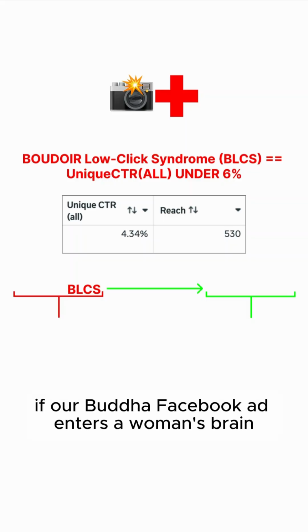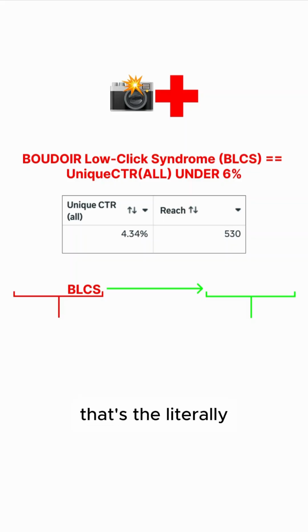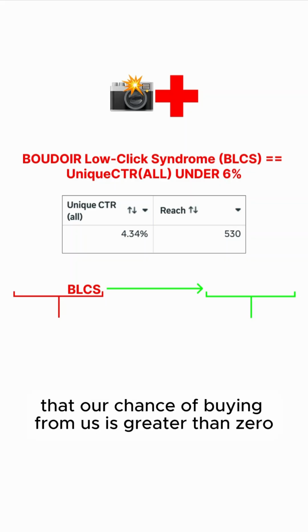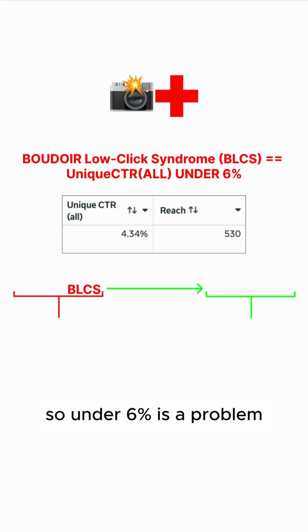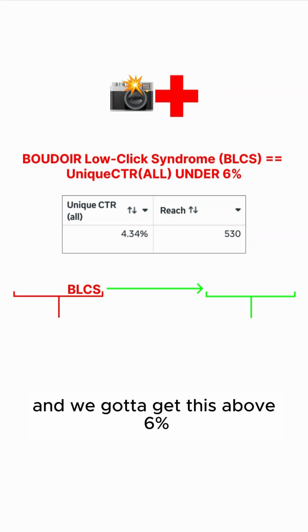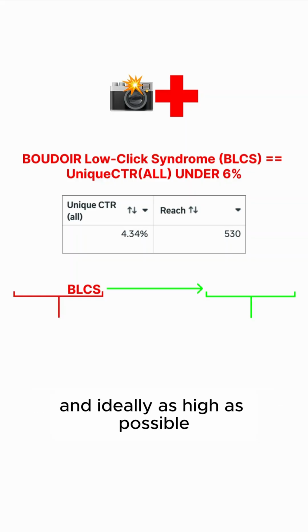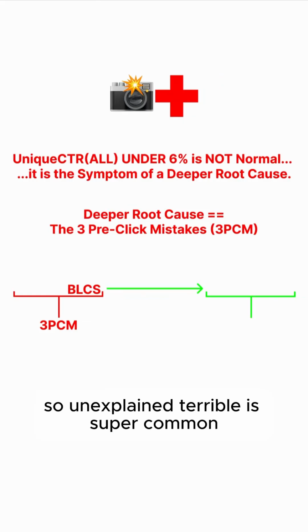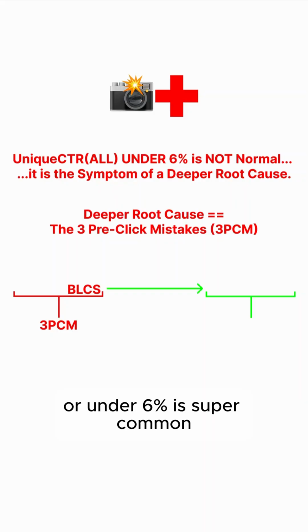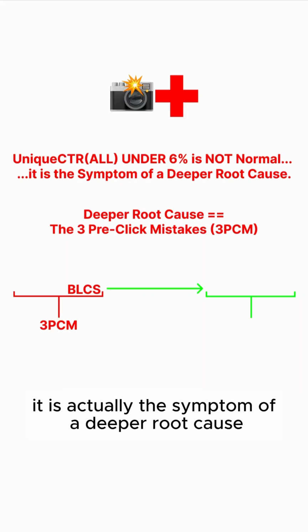And we know if our Boudoir Facebook ad enters a woman's brain, that's literally the only time that our chance of buying from us is greater than 0. So under 6% is a problem, and we gotta get this above 6% and ideally as high as possible. Under 6% is super common, but it is not normal. It is actually the symptom of a deeper root cause.